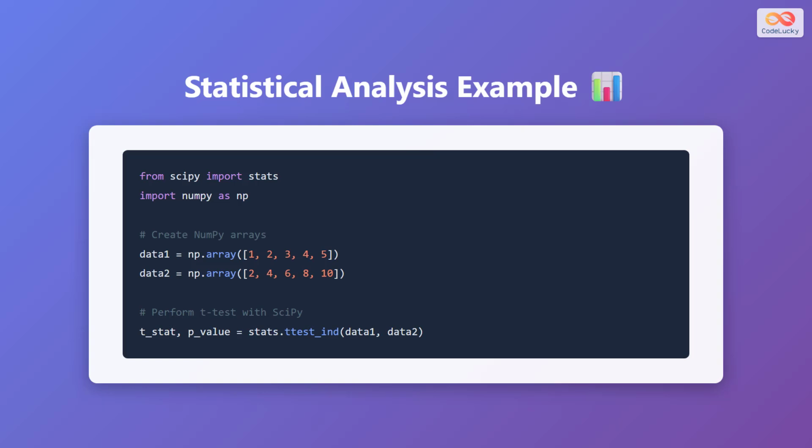Here's another example using statistical analysis. We import stats from SciPy and create two NumPy arrays called data1 and data2. Then, we perform an independent t-test using SciPy's ttest_ind function. The function takes our NumPy arrays and returns the t-statistic and p-value. This shows how NumPy arrays are the standard input format for SciPy functions.